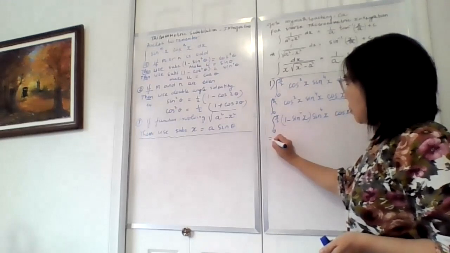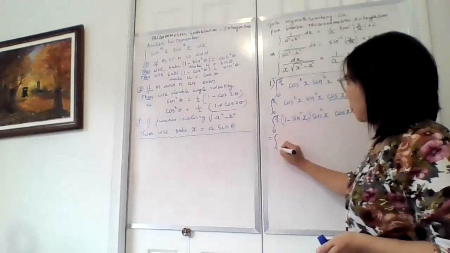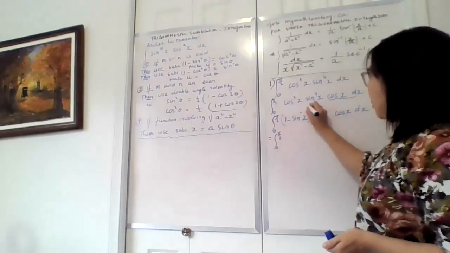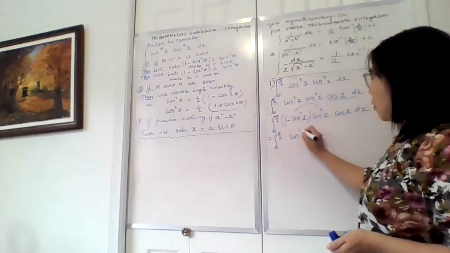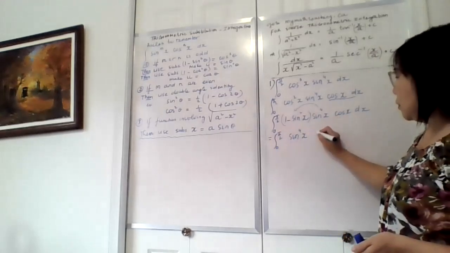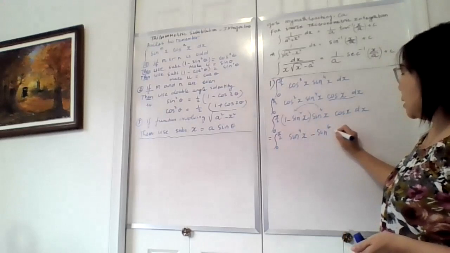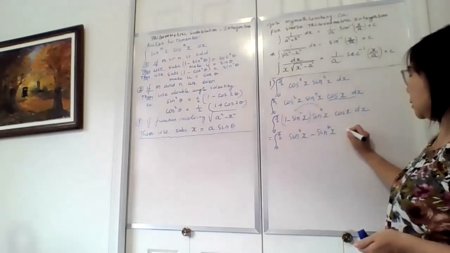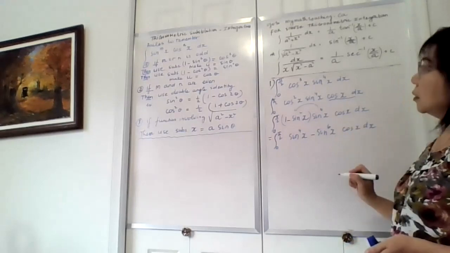Now this will become... I'm going to multiply it through, okay? So I will have sine of 4x times minus sine of 6 power 6, right? I add power x cos x dx.